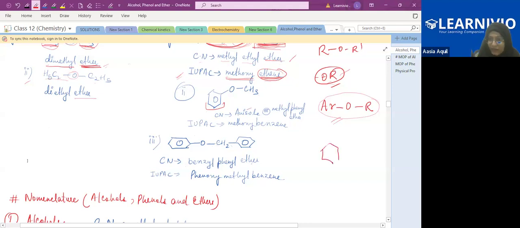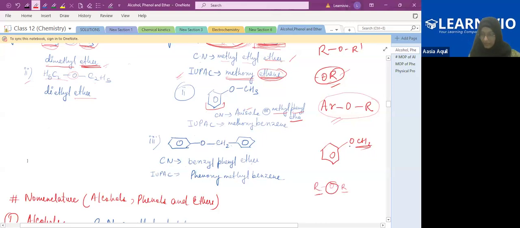If there is a benzene ring, just remember this. If there is a benzene ring and this OCH3, methoxy group, is attached to the carbon of the benzene ring, then we call it anisole, or methyl phenyl ether. This is a methyl. Similarly, as we did for ROR, first we wrote the name of the substituents, left substituent, right substituent, and then ether. Oxygen linkage means ether.